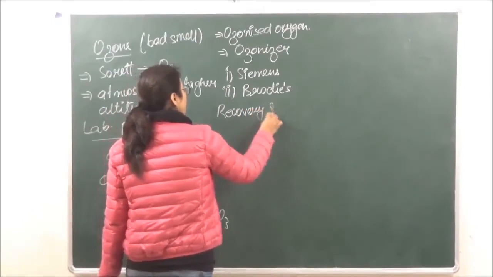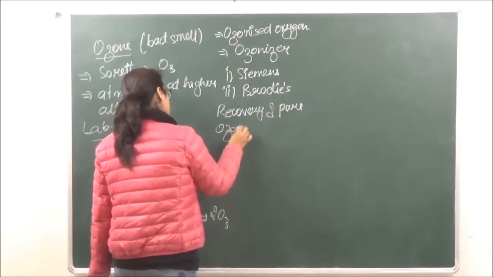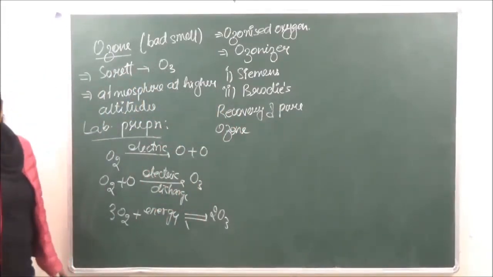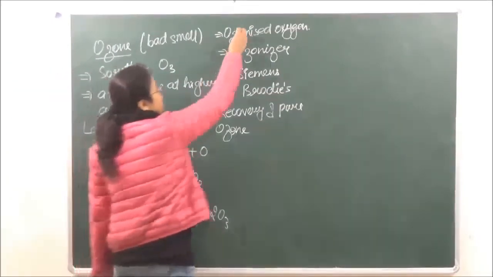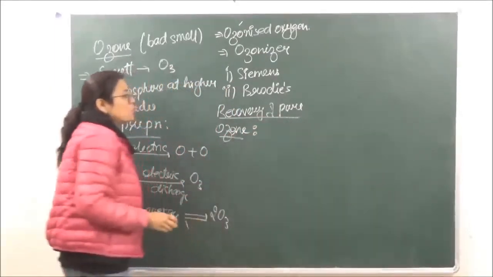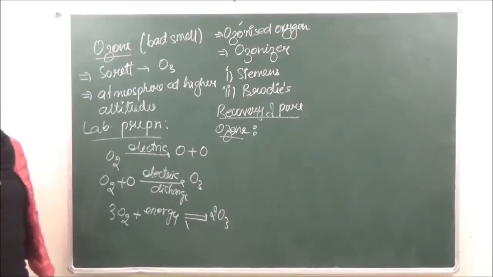Recovery of pure ozone from ozonized oxygen. Because what we have formed over here is going to be ozonized oxygen. So how will we recover it? Ozonized oxygen is passed through a spiral cooled by liquid air.